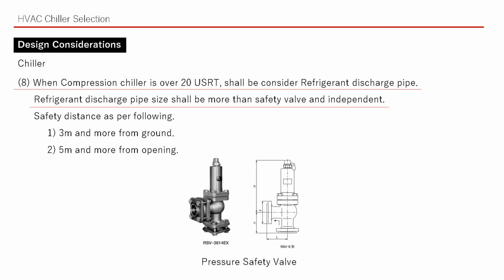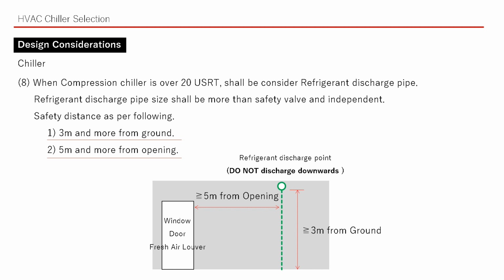8. When a compression chiller is over 20 USRT, a refrigerant discharge pipe shall be considered. The refrigerant discharge pipe size shall be larger than the safety valve and independent. Safety distance as per following. 1. 3 meters and more from ground. 2. 5 meters and more from opening. And we should avoid designing the gas blowing direction toward people.